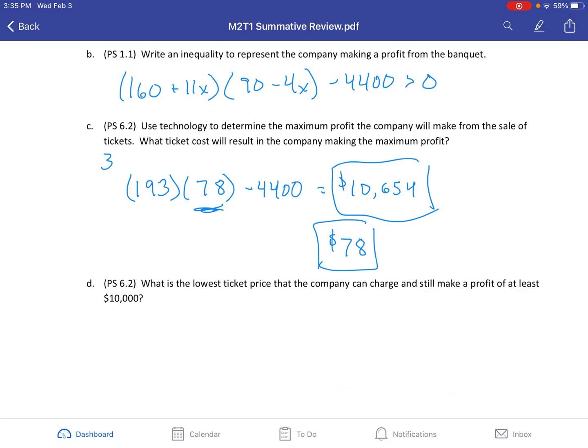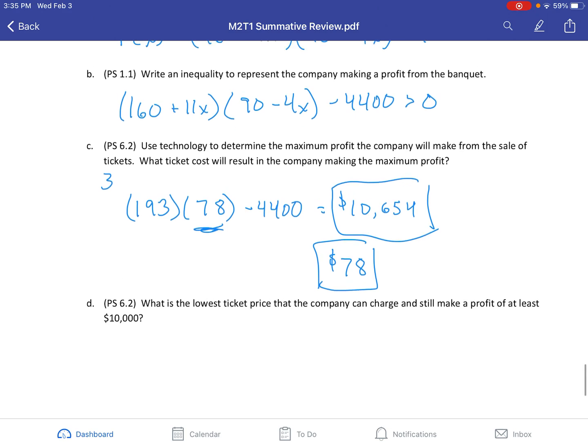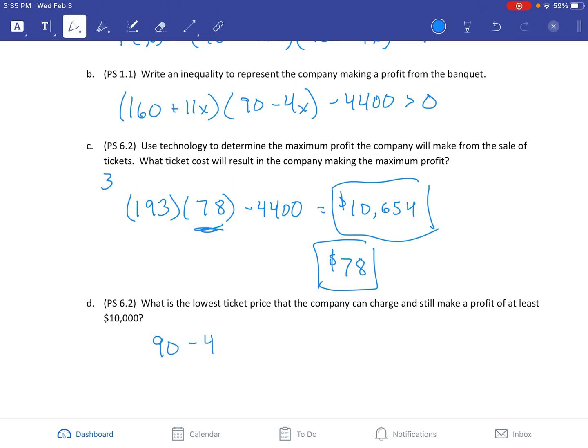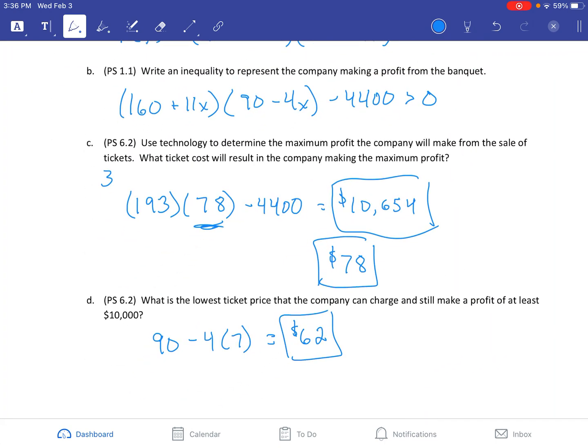So what we're going to do is go back to our review sheet. And what's the lowest ticket price the company can charge? If we do 90 minus 4 times 7 for the ticket price, the lowest price they can charge and still make a profit of $10,000 is $62. And that is it.